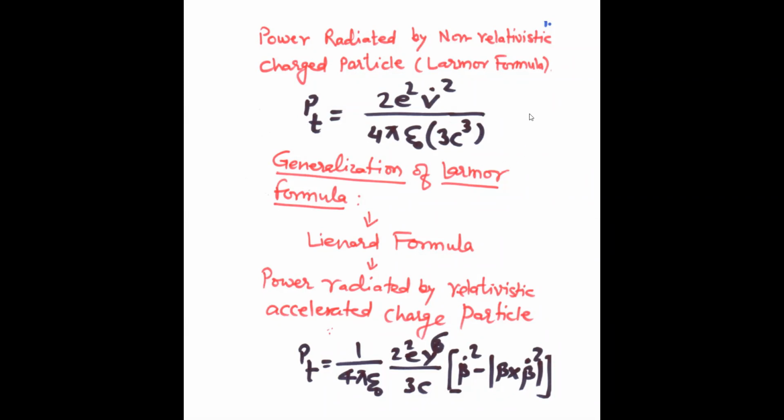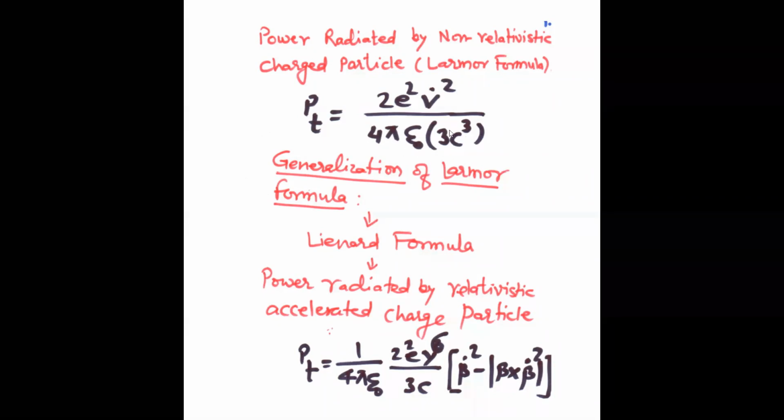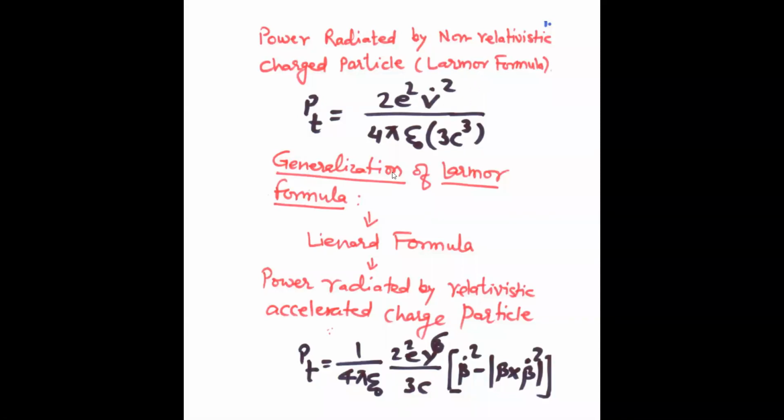That formula finally gives us P(t) equals 2e square v dot square upon 4 pi epsilon naught 3c cube. Here e is the electron charge, v dot is acceleration, and the rest are constants. So this is the amount of power radiated by an accelerated charged particle, and this is especially for the non-relativistic charged particle, meaning the particle velocity is very small compared to the speed of light.